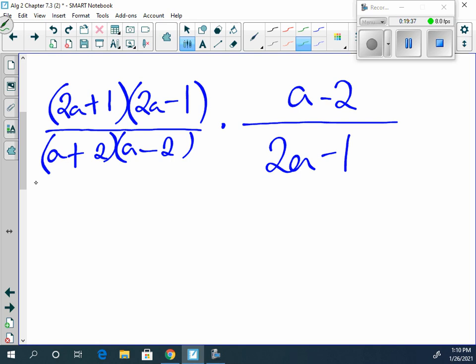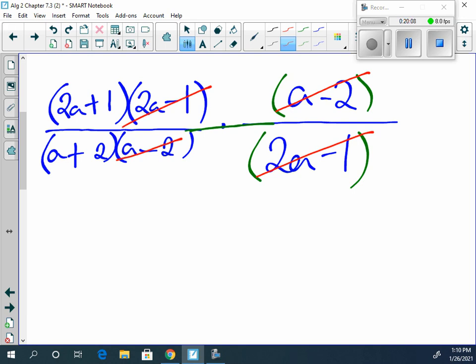Okay. Well, again, these are pretty much going to be on the same bar. Now, we didn't write parentheses around it, but there still exist parentheses around these here. They're still being multiplied. They're not individual terms. And we can simplify some things out. Well, I think I saw some of you, a minus 2 and a minus 2, we can see that those two are the same. And 2a minus 1. So what we have left is 2a plus 1 over a plus 2.